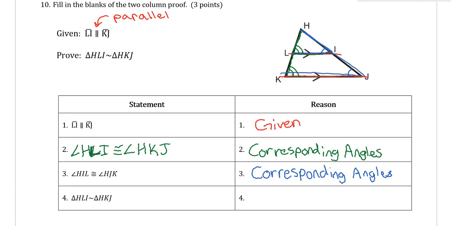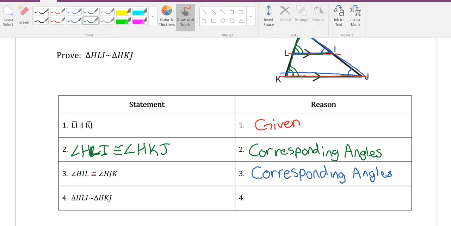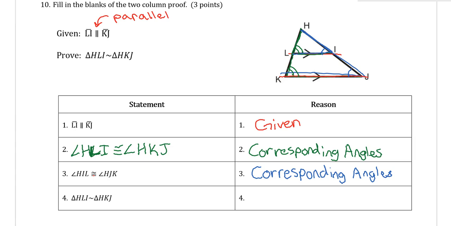And finally, number 4, the triangles are similar. Triangle HLI and HKJ are similar. Why? Well, I had angles here, so that's going to be angle, angle. Okay. That's it for target B. Go ahead, look that over, and move on to target C.